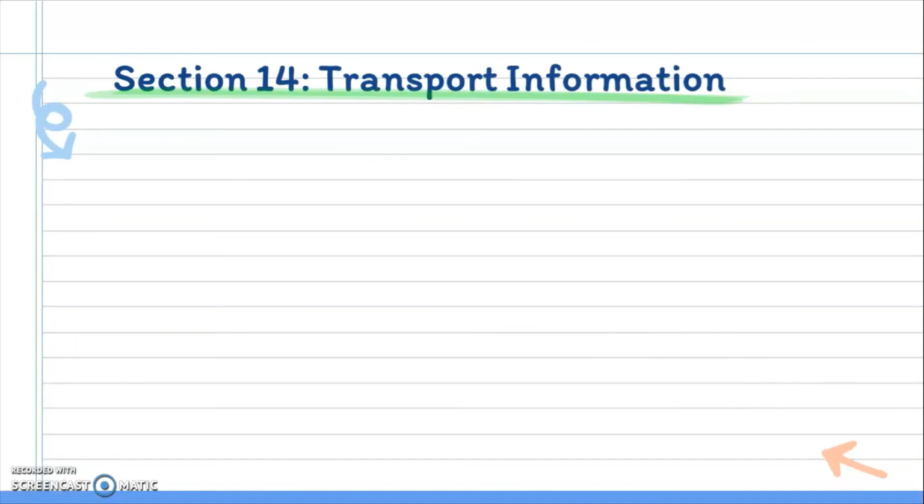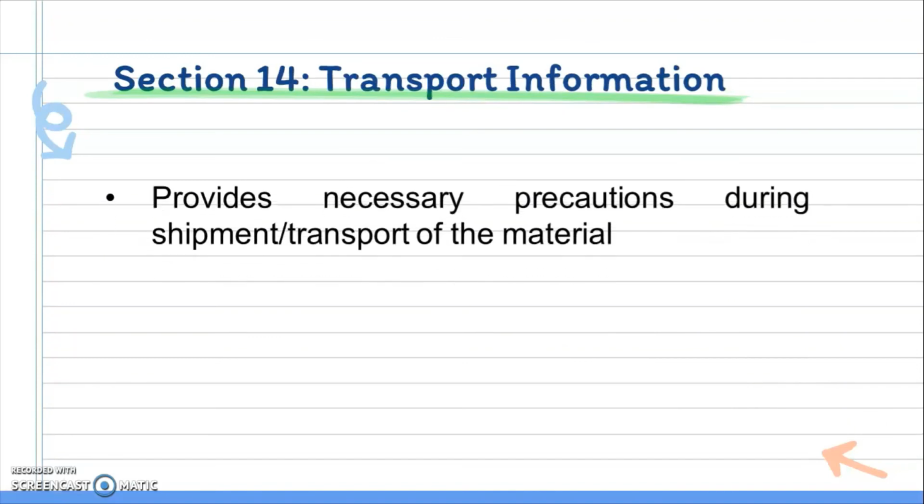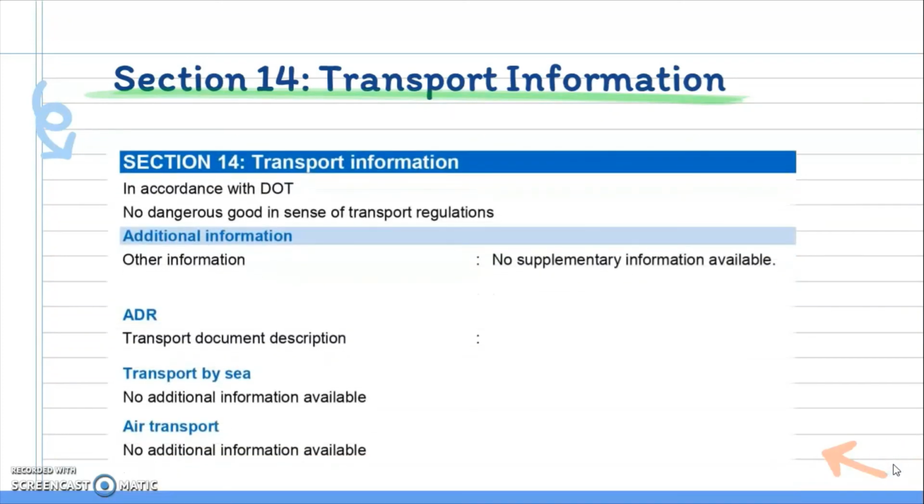Section 14 is transport information. It provides necessary precautions during shipment or transport of the material. Kagaya ng nabanggit natin kanina, yung mga chemicals hindi pwedeng basta-basta natin i-transport. Meron tayong mga protocols or mga rules and regulations na kailangang sundin. And dito sa Section 14 natin, makikita yung mga yon. Looking at Section 14 of sodium hypochlorite, makikita natin dito yung mga informations and regulations na kailangan natin when transporting the material.